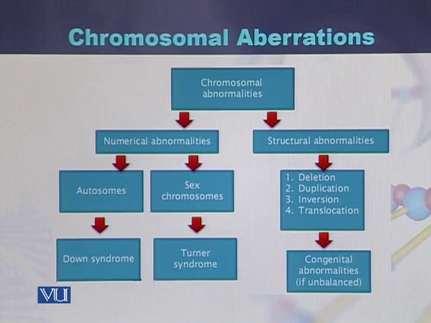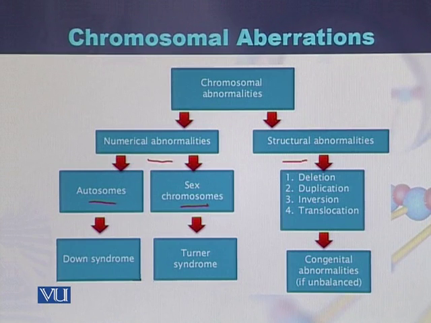Chromosomal abnormalities are of two types: numerical abnormalities as well as structural abnormalities. In the case of numerical abnormalities, it can be any change in the number of chromosomes of the autosomes or a change in the number of chromosomes of the sex chromosomes.